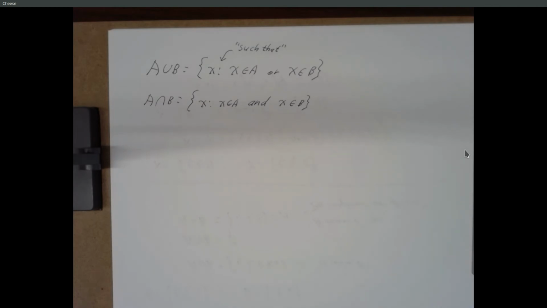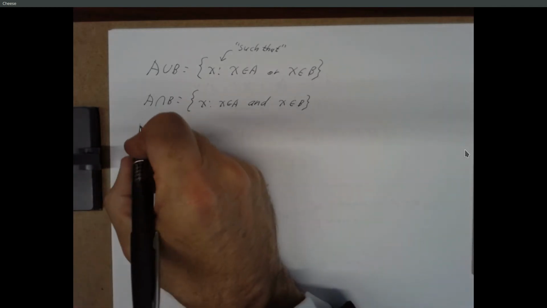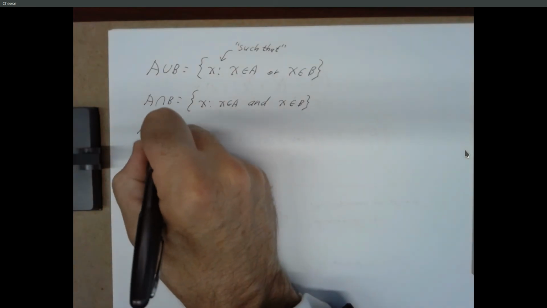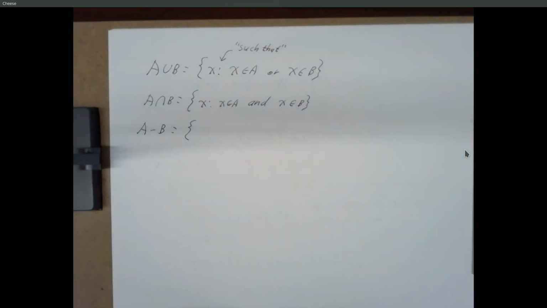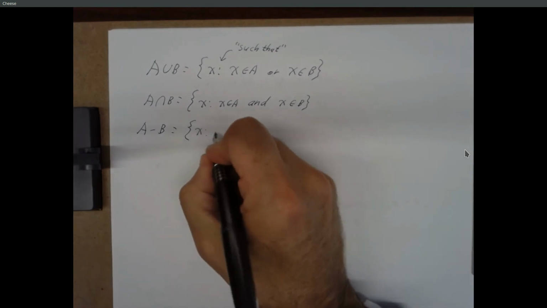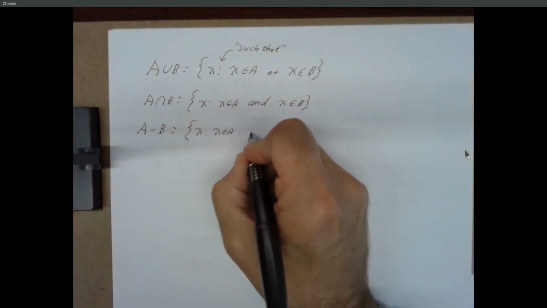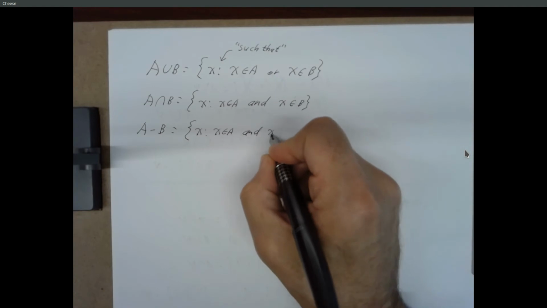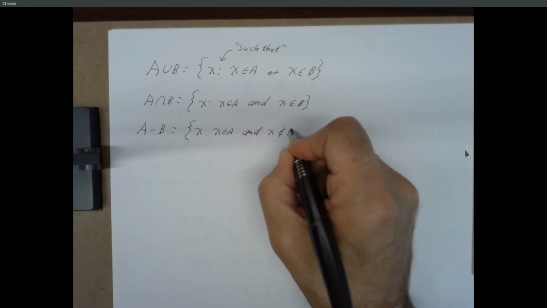So the union is a set of things that are in A or B. The intersection is a set of things that are in A and B. All right, the complement, A minus B, is the set of all x such that x is in A and x is not in B.